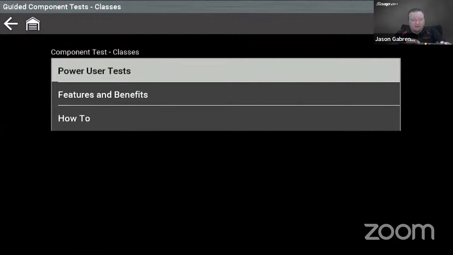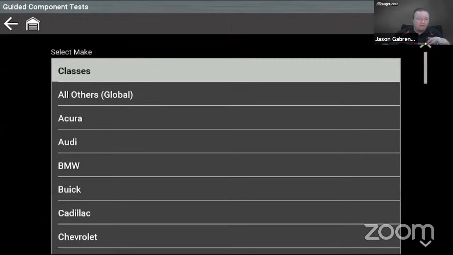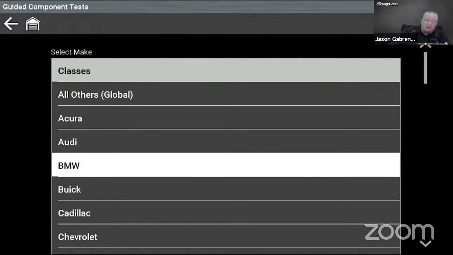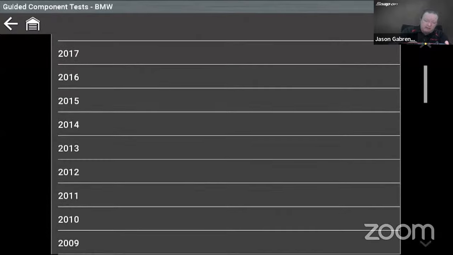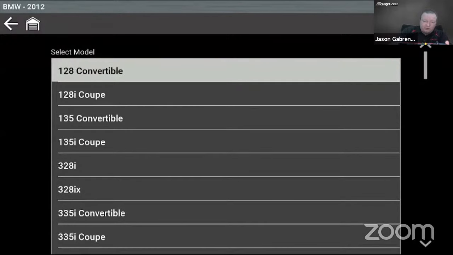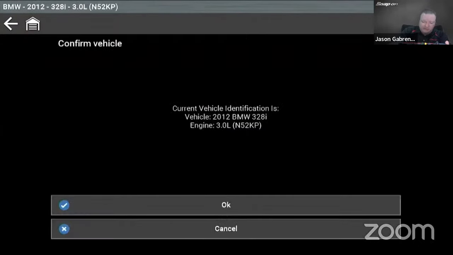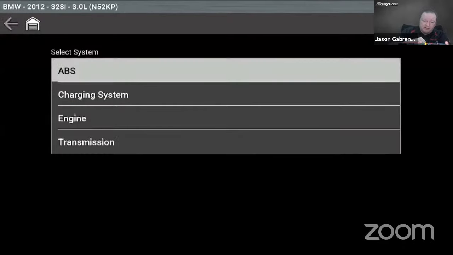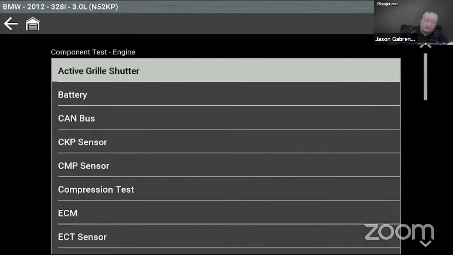So let me back up here, and we'll go into a vehicle. I have my BMW demo board here. So I'll go into BMW, and it's a 2012 328i with N52 KP. Once I load the vehicle, remember how I said there's over 5 million tests in here? There's 12 different possible systems that could show up on a car. In this case, we got 4. So I'm going to go in the engine because I know there's a couple different things I can check.